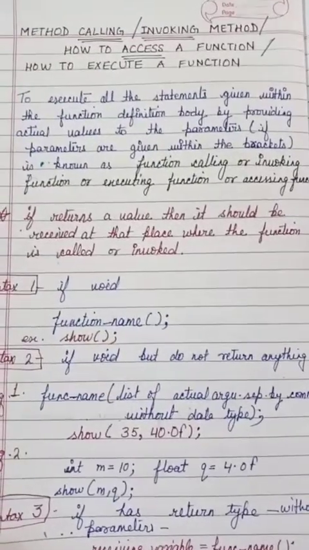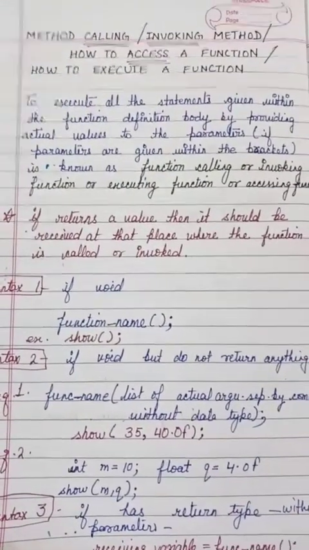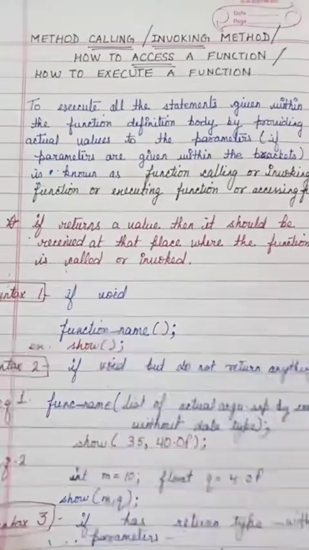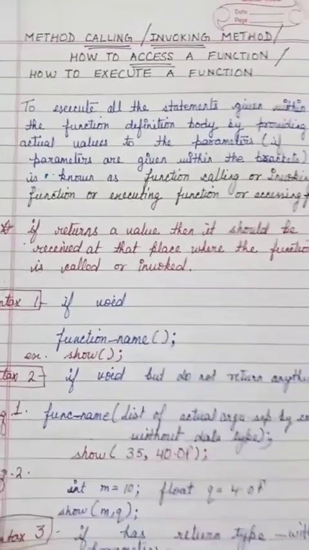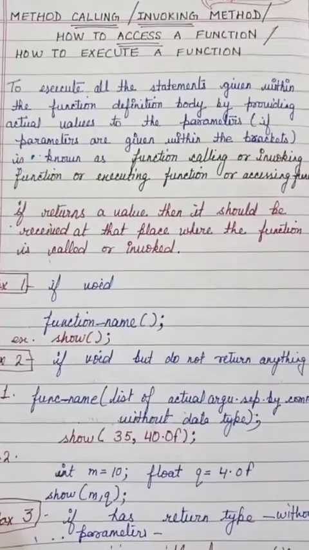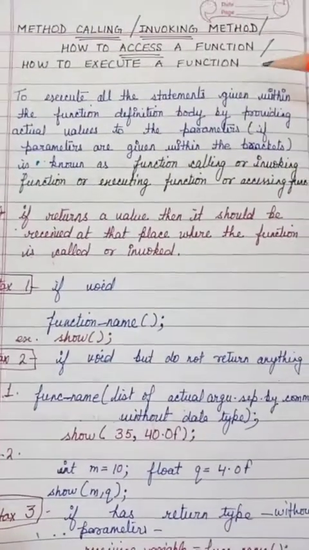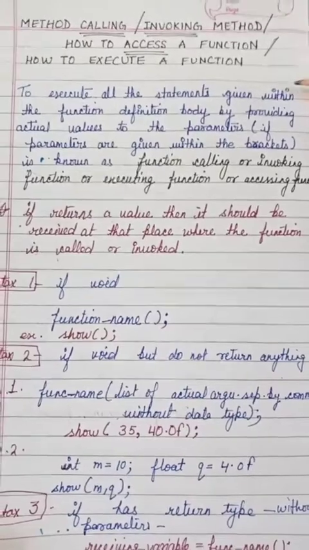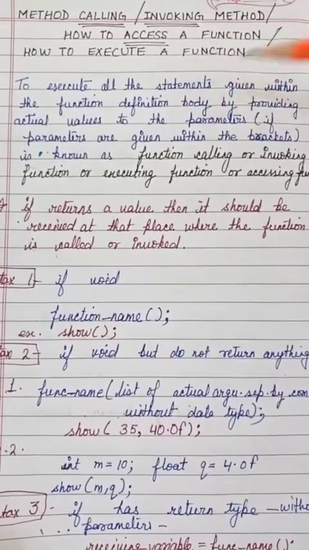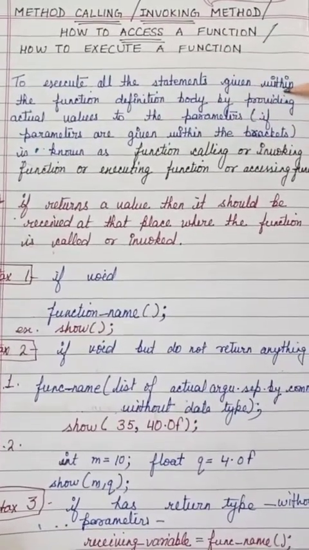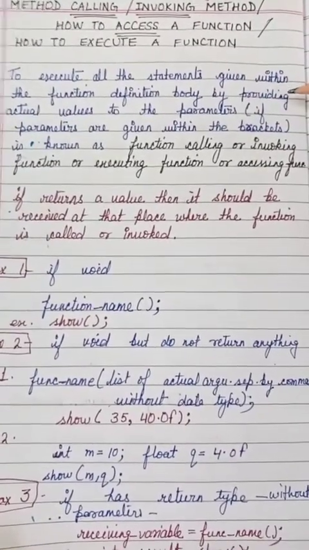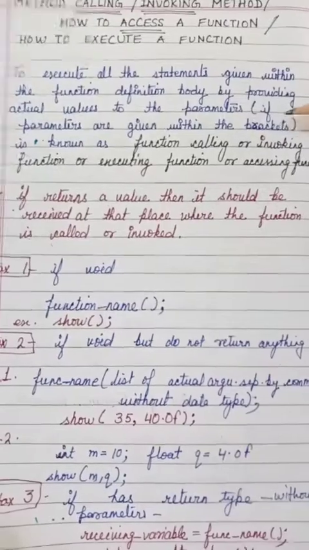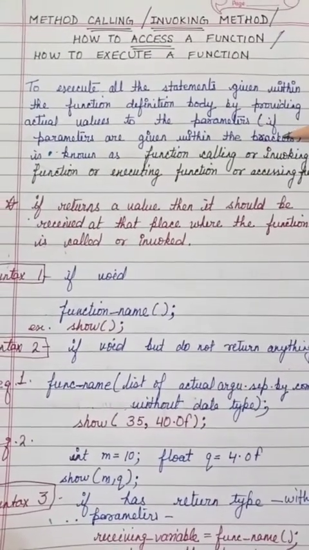In this video, we'll learn how to call a method or invoke a method, or you can say how to access a function or method, or how to execute a function. That means executing all the statements written within the function definition body by providing actual values to the parameters, if the parameters are given within the brackets. Otherwise, this part can be skipped also.